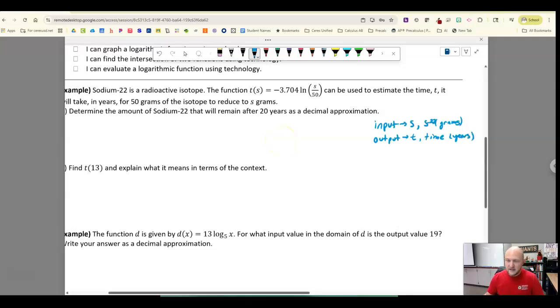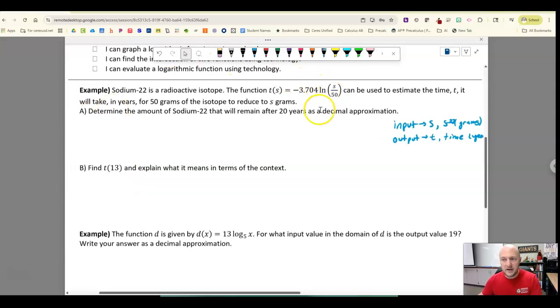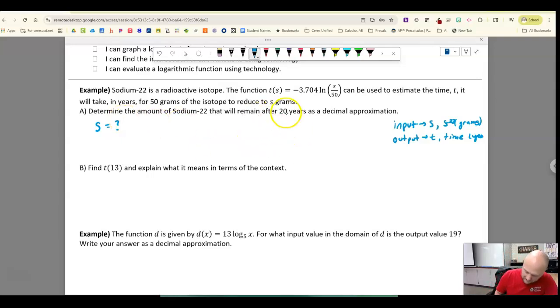Now, identifying input and output is important because usually two things will happen with these types of questions. One, I'll have to evaluate, so I'll have to plug something in and determine what it is, or I have to go ahead and set something equal to something to solve. So A says determine the amount of sodium-22. So what is the amount of sodium-22? That's S. I don't know what that is. Determine it. That will remain after 20 years. So what they give me is T is equal to 20.